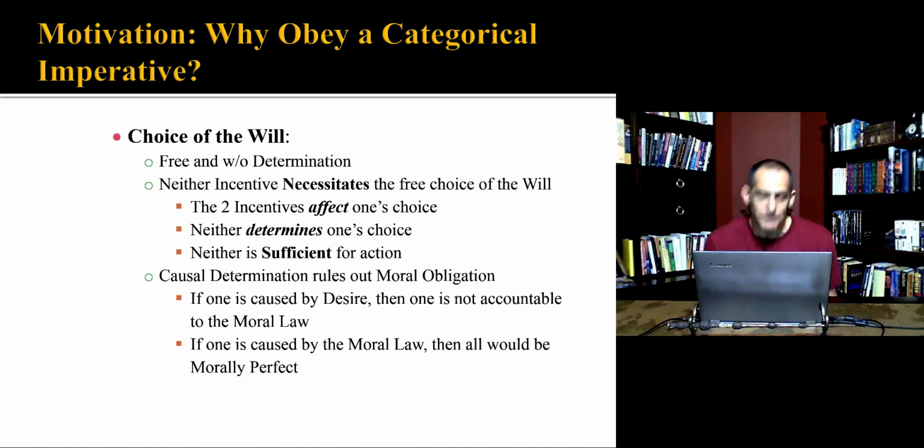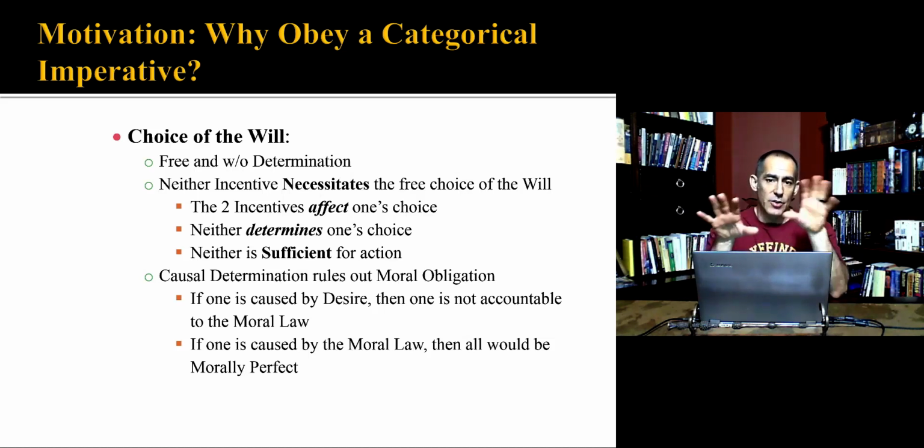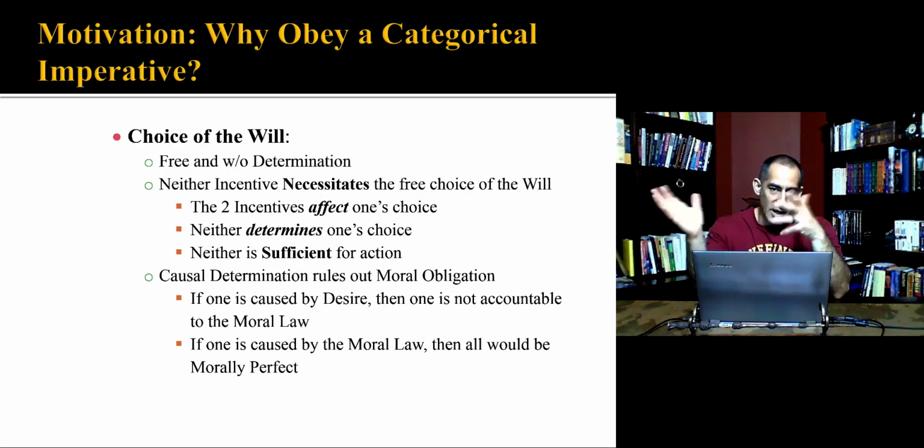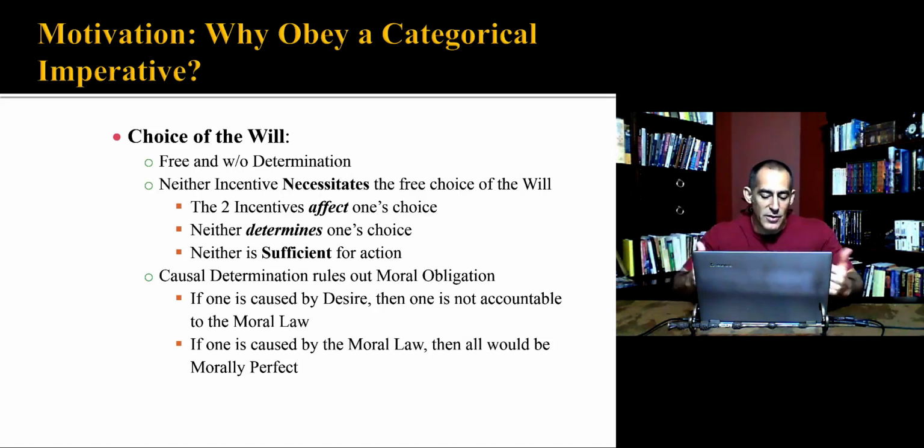So the choice of the will, here's where it gets bizarre, has to be free, right? So there's no determination in it. Neither desires nor respect for the law are going to necessitate your actions. And you can just imagine what it would be like if they did, right? So the two incentives may affect your choice, but neither determines. Neither is what we call sufficient for acting. Causal determination, we said, rules out obligation. If you're determined to do something, we can't talk about you ought to do something. So, for instance, if you're caused to act according to your desire, then you wouldn't be accountable to any kind of moral law.